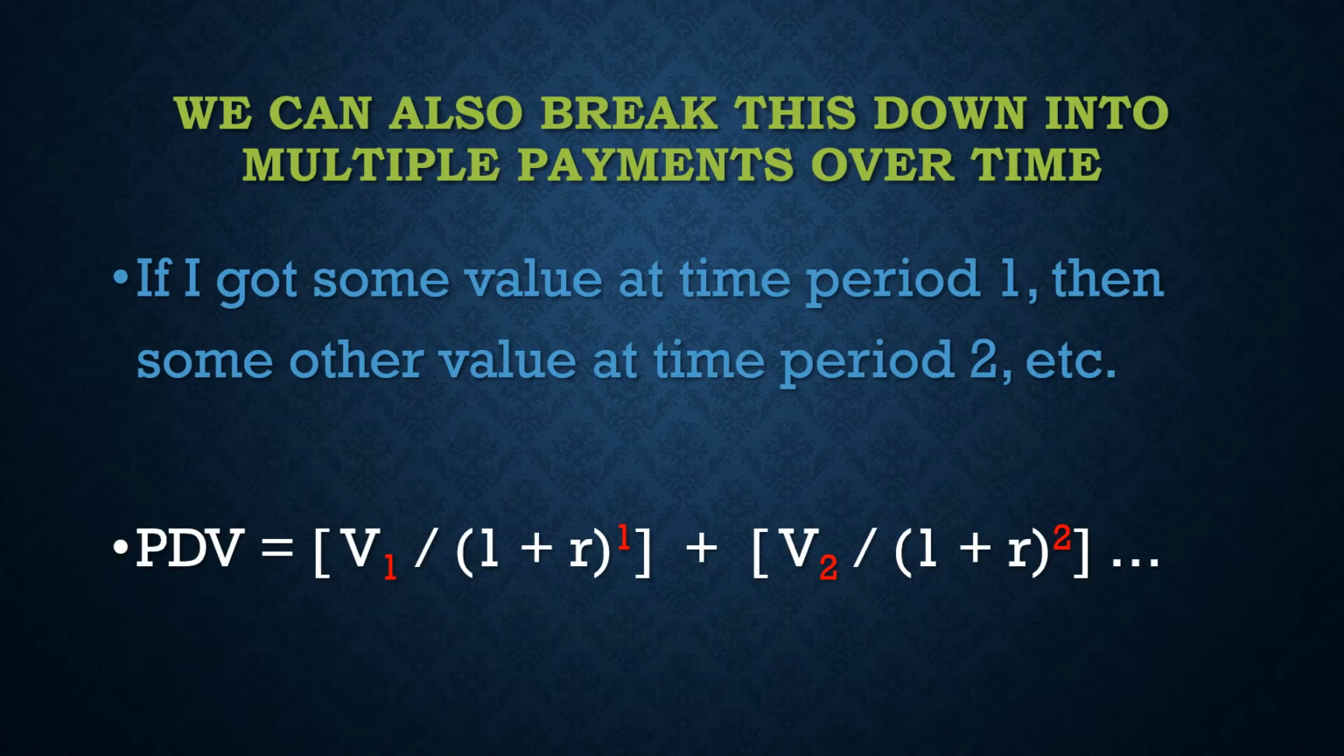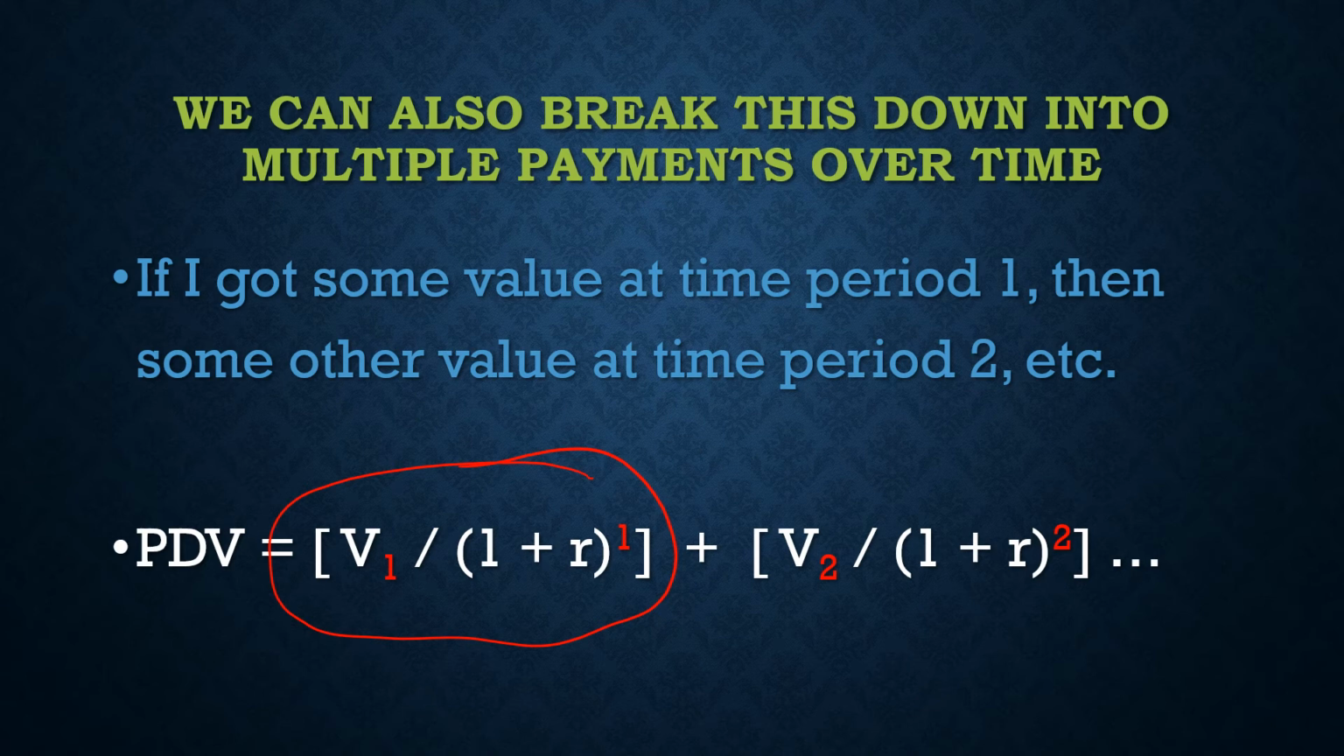We can do this over multiple periods. We can break this down by multiple periods. We can see that the equation we just did for time period 1, the value of time period 1 divided by 1 plus r to the 1 time period, would just be the present discounted value for what happened after one time period.